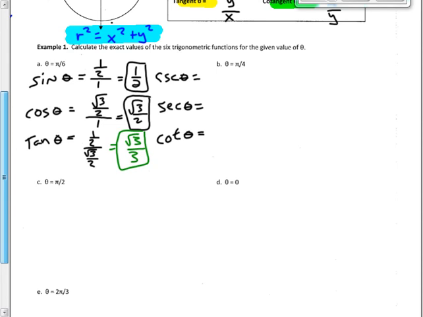Now cosecant. You can go back to the original rule and say that it's r over y, but it's a lot easier just to take what you had, all the work that you did for the sine function, and flip it over. So I've got 1/2 for the sine function. If I take the reciprocal of that, I get 2 over 1. If I'm looking at the square root of 3 over 2, I flip that over and I get 2 over the square root of 3.